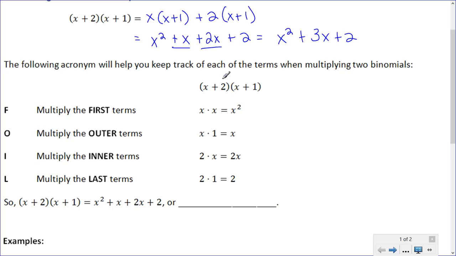And then when we multiply the last terms, the last one in this binomial is 2, and the last term in this binomial is 1. So 2 times 1, which is 2. And again, that's what we got here. Now when we add these together, we know that these two are like terms. We can combine those to get 3x. So x plus 2 times x plus 1 is equal to x squared plus x plus 2x plus 2, or if we combine these two, x squared plus 3x plus 2. It's the same thing we got up here. So this just allows you to do a little more of the work in your head without having to write out this step.